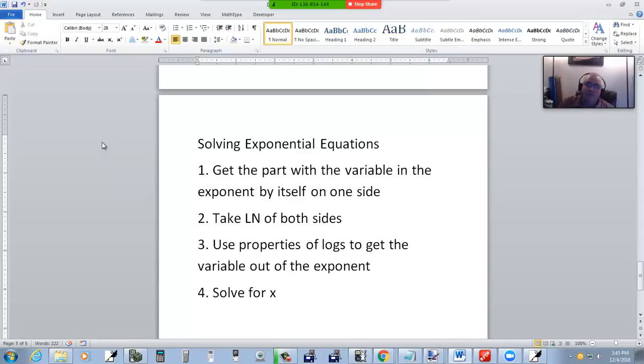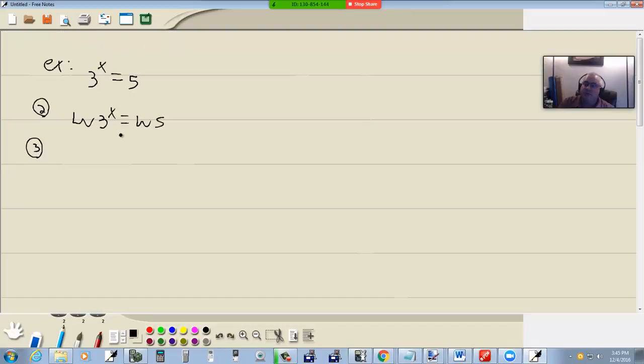Step 3, use properties of logs to get the variable out of the exponent. Well, we're going to take the x, put it out in front. Now then solve for x. Well, natural log of 3 is just a number. So to get the x by itself, we would divide both sides by natural log of 3.